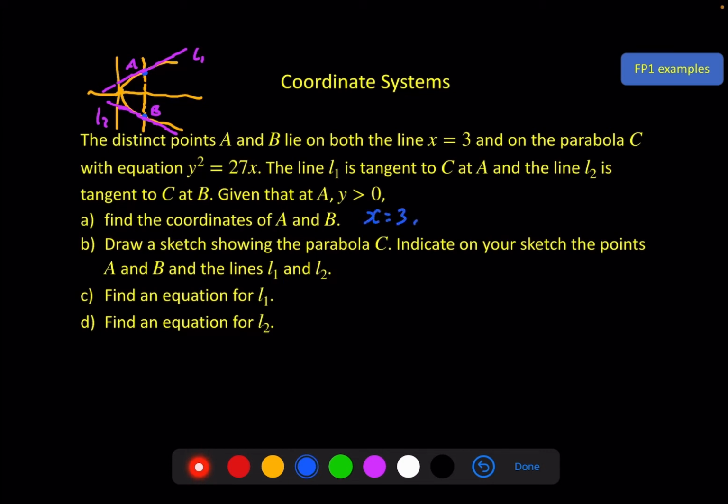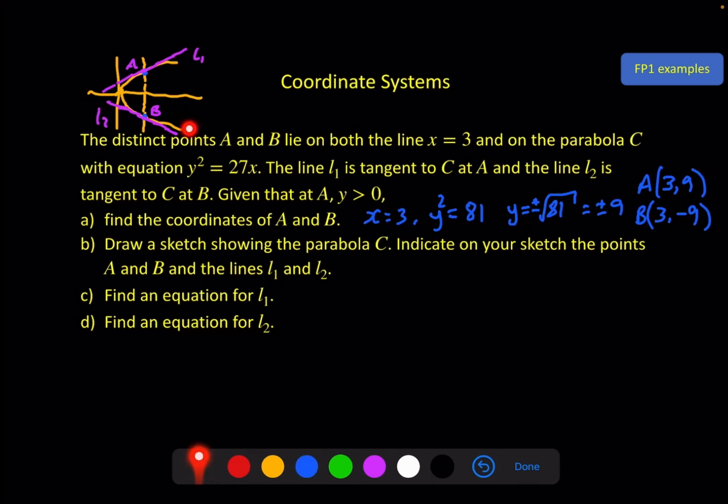So when x equals 3, y squared is equal to 81, 27 times 3. So y is equal to plus or minus the square root of 81, plus or minus 9. And that's one point where we need to be a little bit careful to remember that we get two answers out of that. It's easy to remember in this question because we need two answers. So A is the positive y value, so that's got coordinates 3, 9, and B then must have coordinates 3, minus 9.